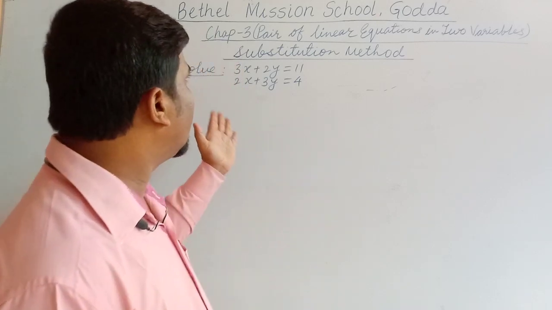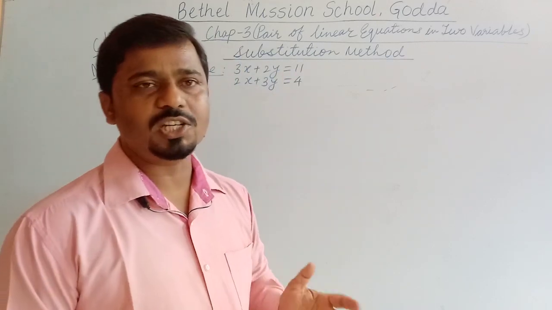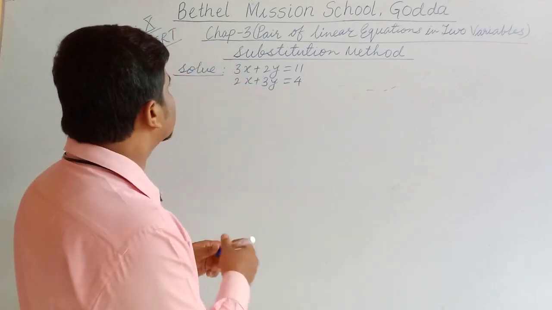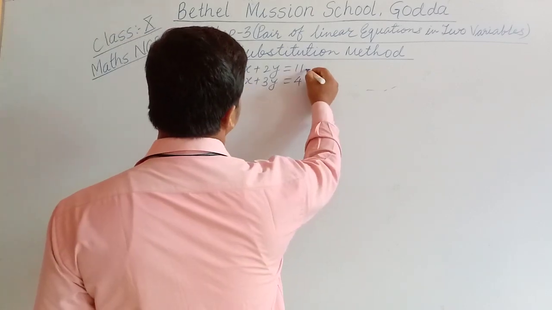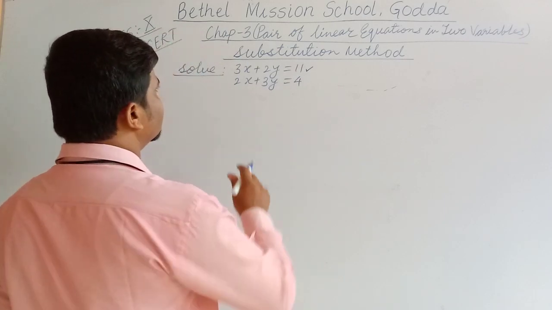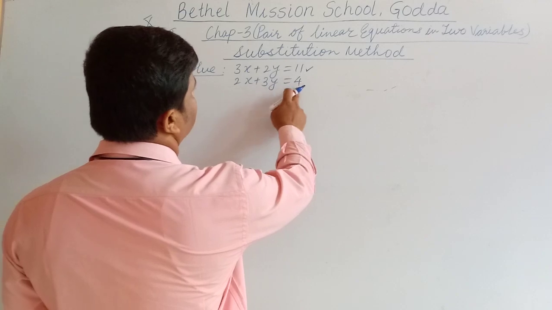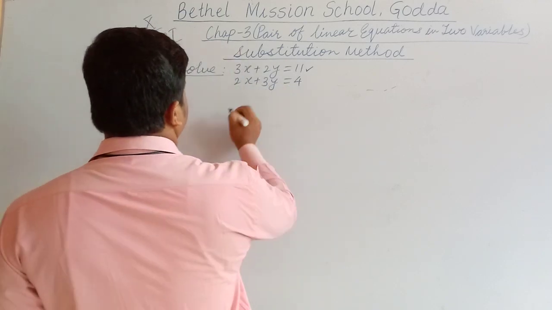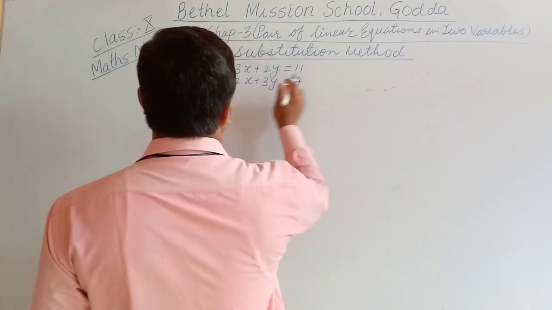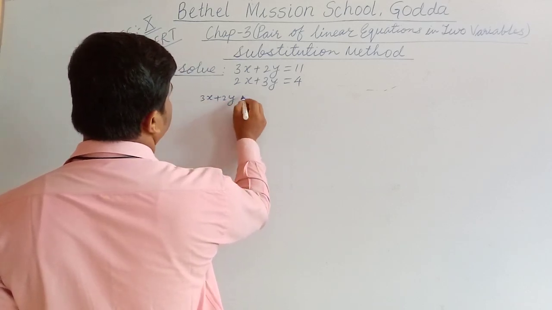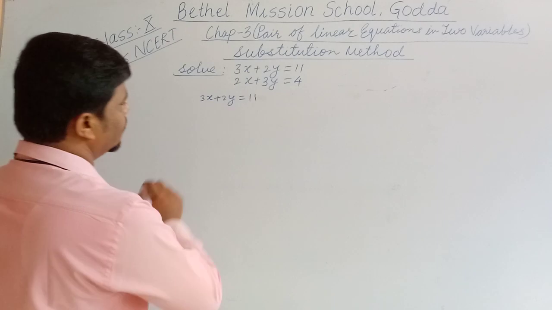So let's see how we will solve this by the substitution method, and what the substitution method is. Now you will understand here. These are the equations: 3x plus 2y equal to 11 and 2x plus 3y equal to 4. So how will we substitute? The first equation is 3x plus 2y equal to 11.